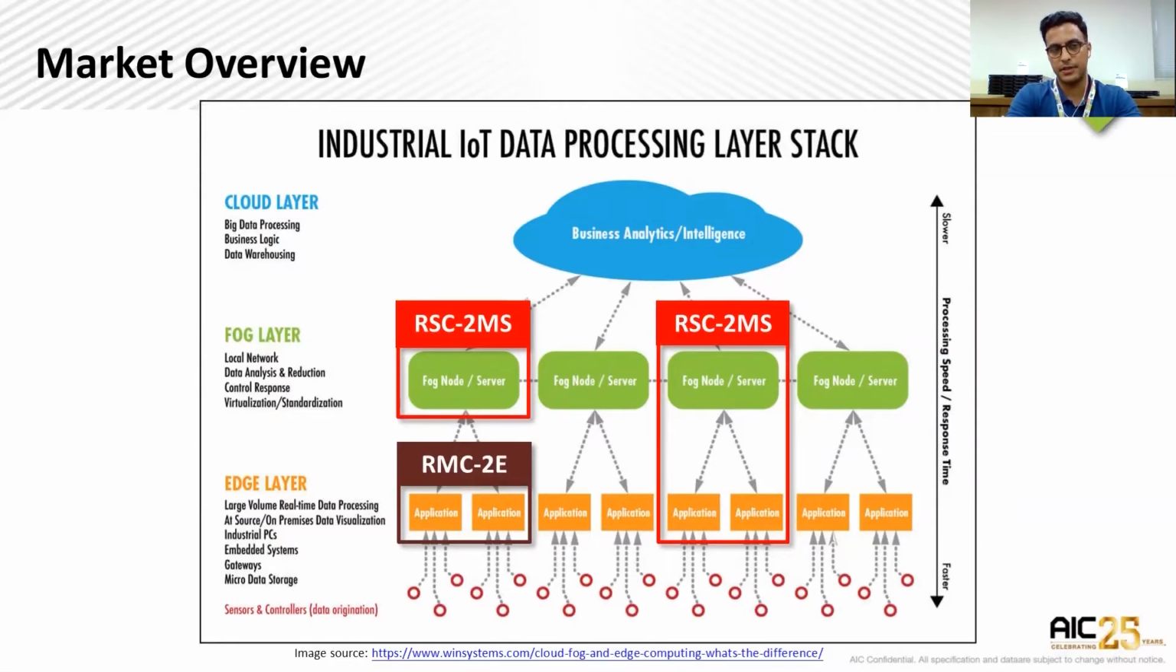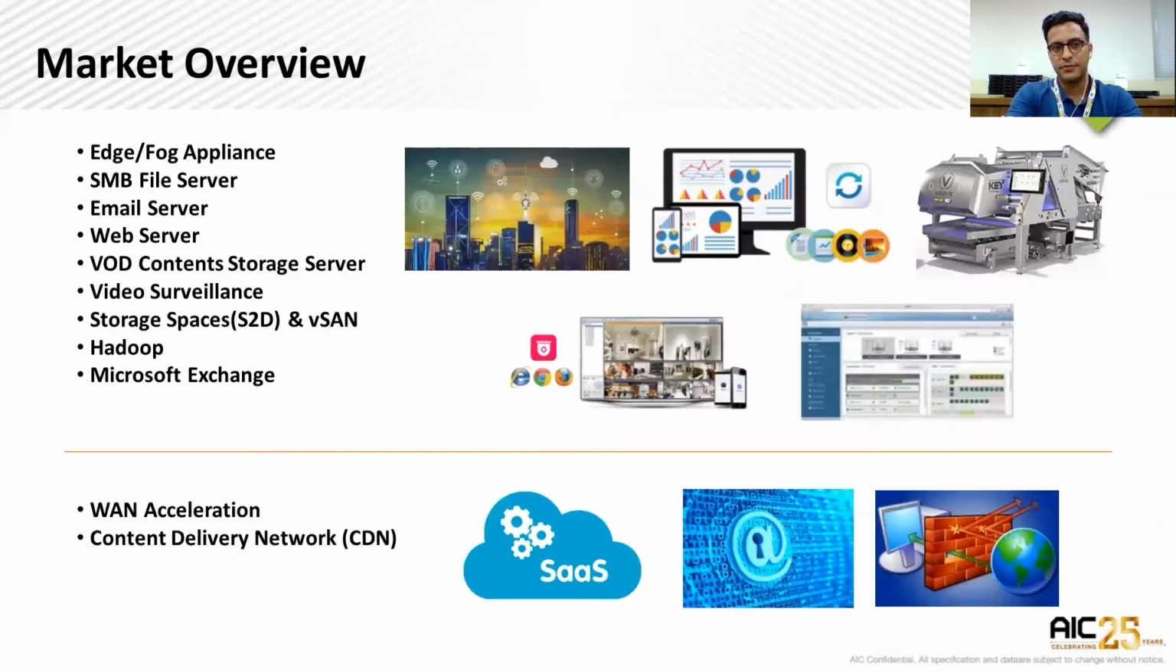In terms of AIC products, RMC2E is ideal for typical edge applications because it is a short depth compact system that could be utilized in space-limited edge computing data centers. While RSC2MS is suitable for fog layer or edge and fog applications because it has higher storage capacity. Aside from edge and fog applications, RSC2MS is also suitable for other applications, such as enterprise storage, mail server, web server, CDN, VOD content storage, and also video surveillance.